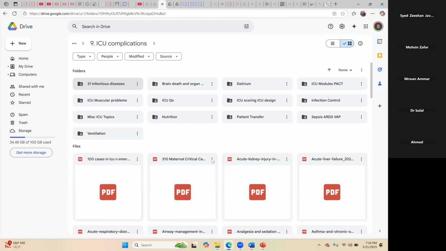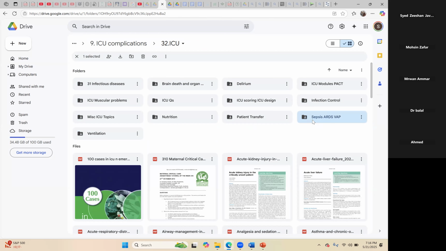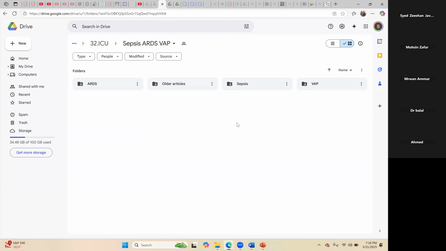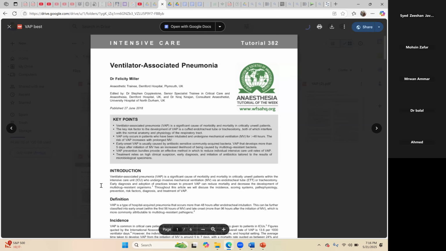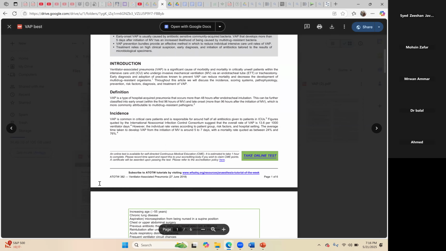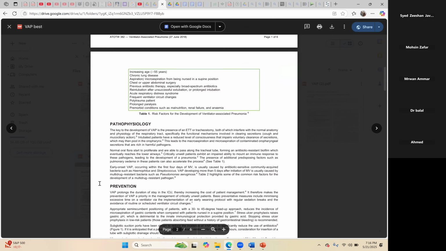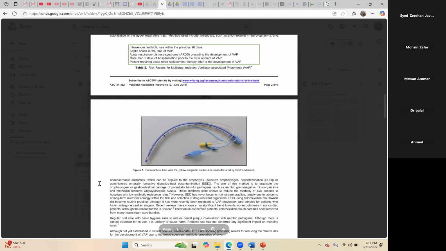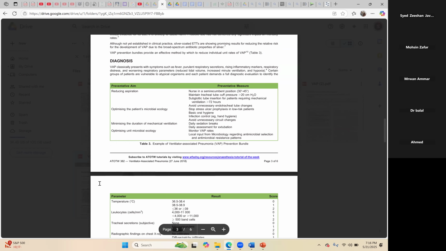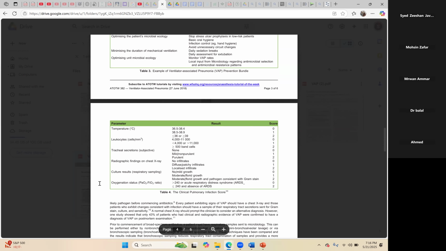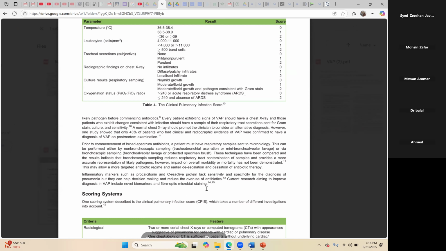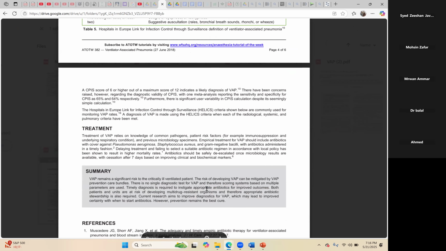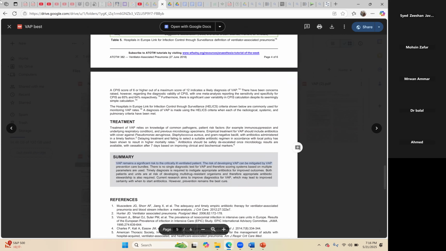So you see, we will go to ICU, and here you will find articles on this topic. Like these are for VAP, okay, and the same thing which we were discussing. Okay, so risk factors, pathophysiology, prevention, the set bundles, and diagnostic criteria as they were mentioning here. This was the CPIS score which was coming in this MCQ. So you can have a look here, scoring systems, then treatment. So this is with reference to VAP.